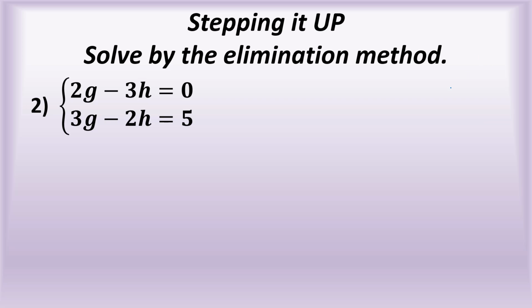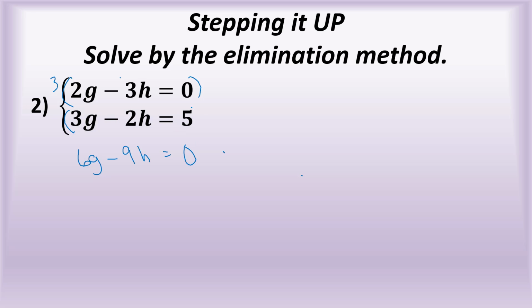Let's try another one together. So again, we can see I have coefficients that are not going to end up as easy quick opposites. So we're going to have to multiply both equations. I'm going to multiply this one by a 3. 3 times 2 is 6g. 3 times negative 3 is negative 9h equals 3 times 0 is still 0.